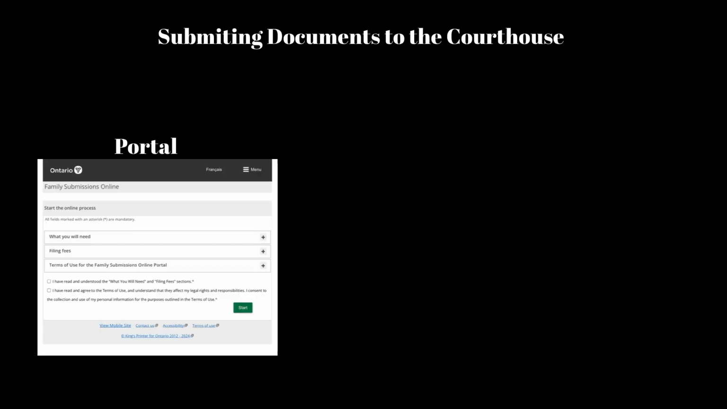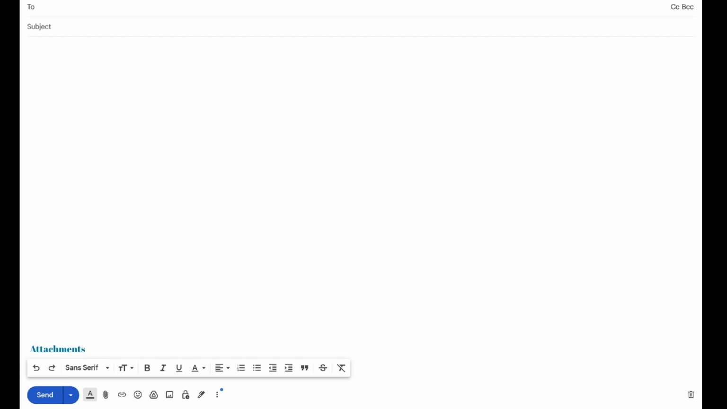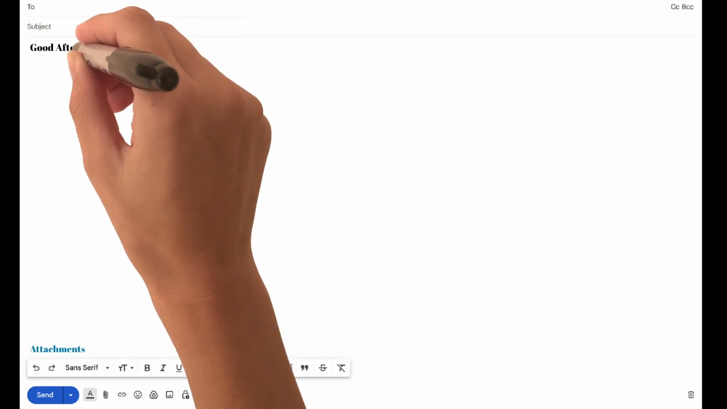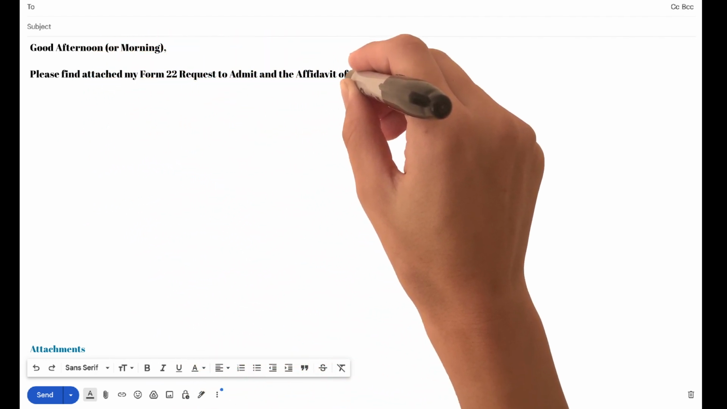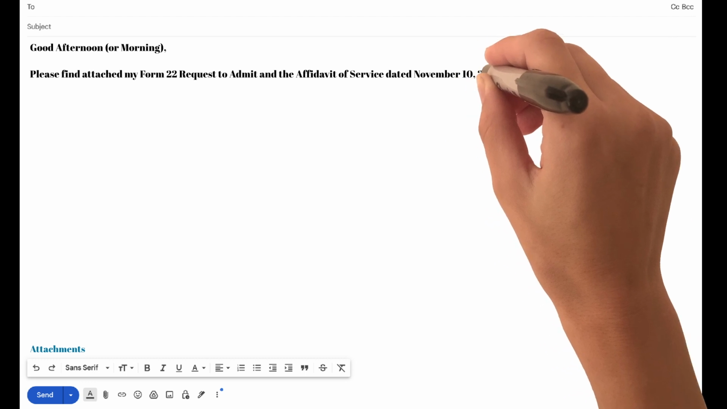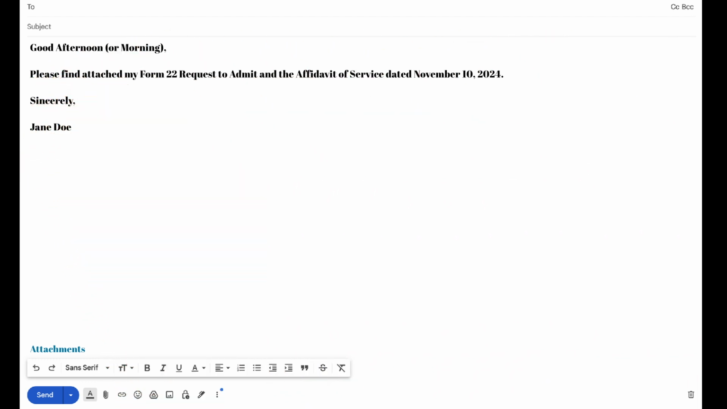You can submit the documents to the courthouse using the portal if the court date or deadline is more than 5 days away. Otherwise, send the documents by email to the courthouse. If you are emailing the courthouse, send an email similar to the following: Good afternoon or morning. Please find attached my Form 22 request to admit and the Affidavit of Service dated November 10, 2024. Sincerely, Jane Doe. All documents filed with the courthouse then go into your continuing record.